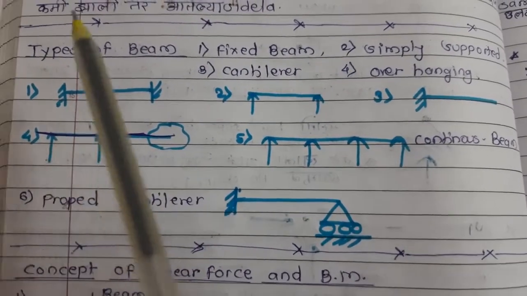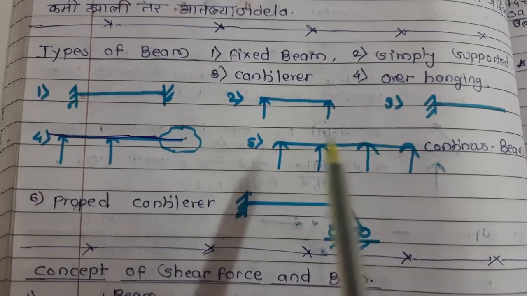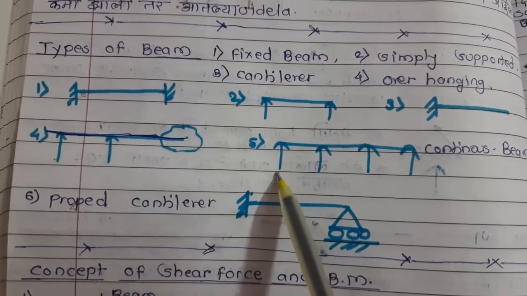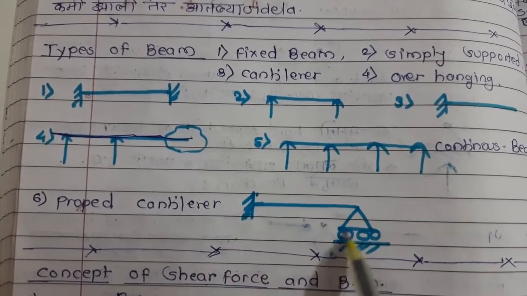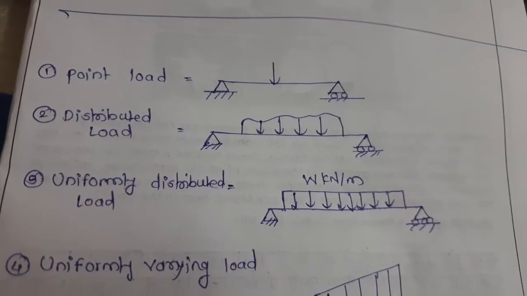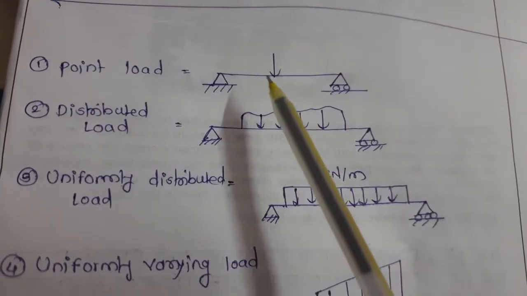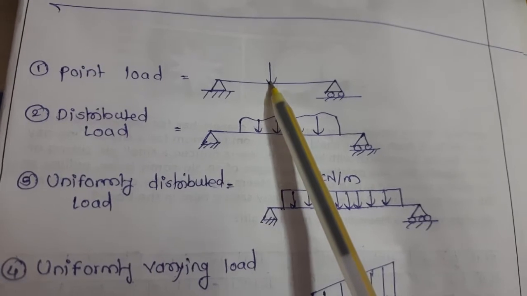overhanging beam, and this is a continuous beam and a propped cantilever beam. Now, types of load: point load. This type of load is a point load.